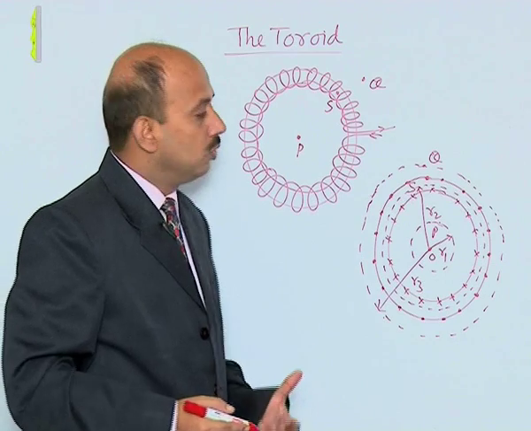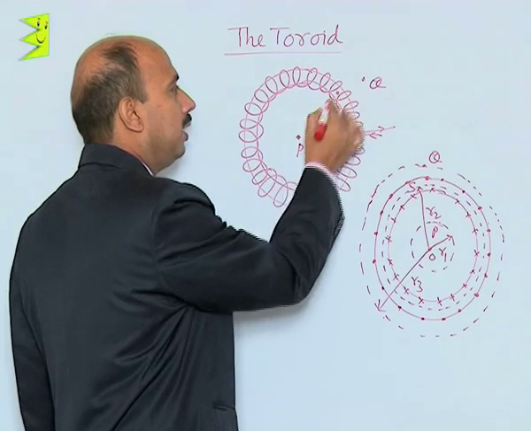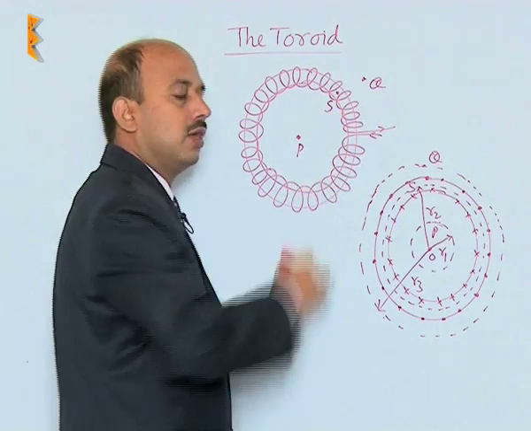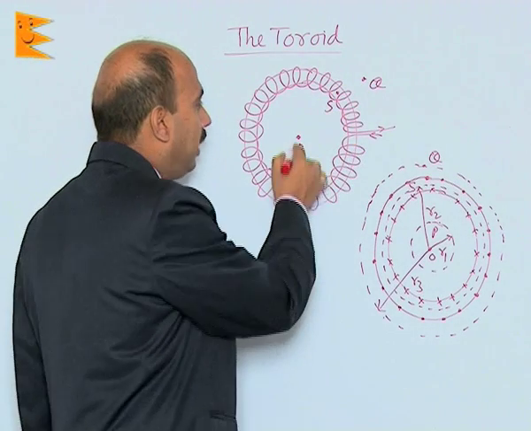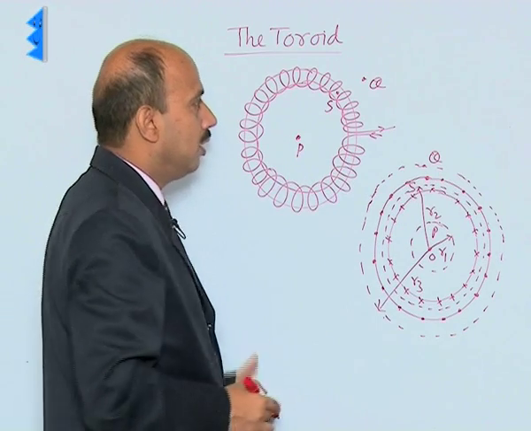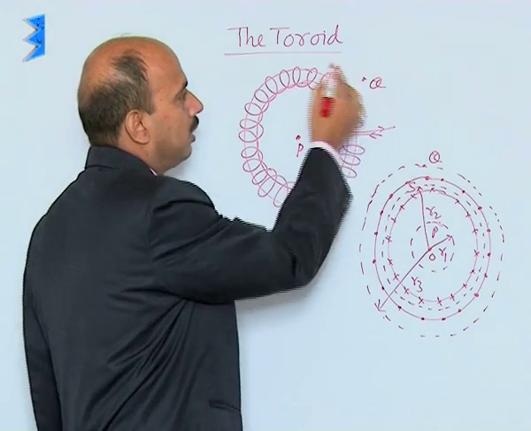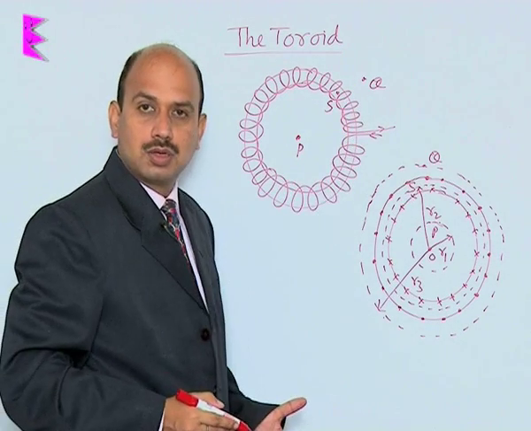So now we are going to use Ampere's circuital law to calculate the magnetic field at the point P, at the point S, and at the point Q. See here, the point P is inside the toroid, that is, in the empty space of the toroid. Point S is inside the core of the toroid, whereas the point Q is outside the toroid.